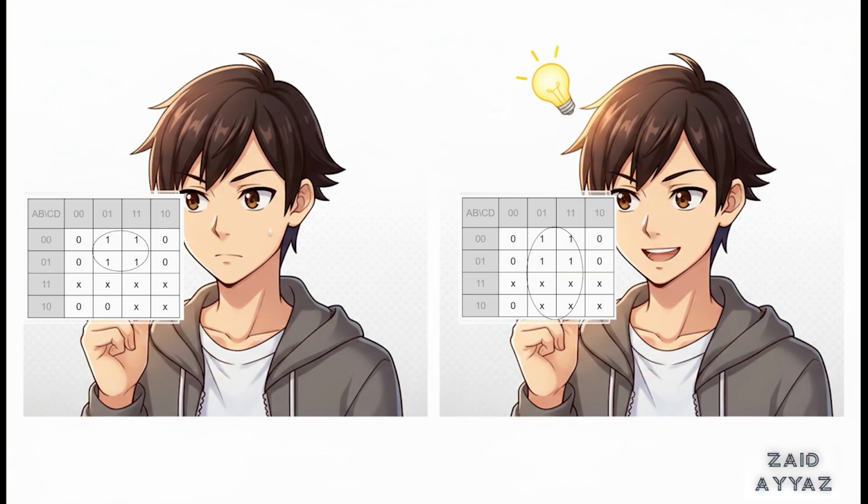And this slide just shows that strategy perfectly. Look at the left image. If we only group the ones, the biggest group we can get is 4 cells. But now, look at the right. By being clever and including those 2 don't care X's, we can suddenly make a massive group of 8. That one little move results in a way simpler and more efficient final design.